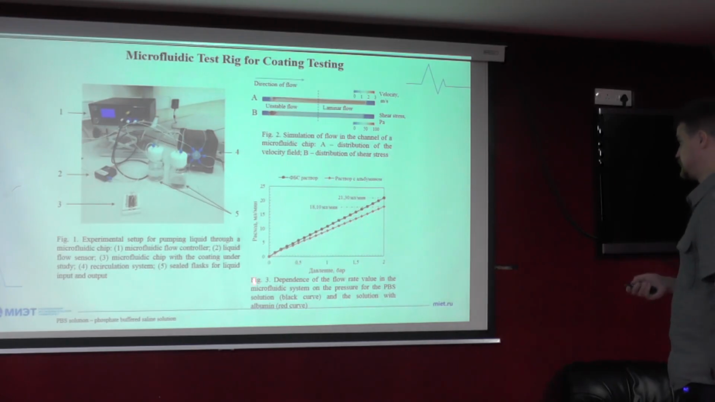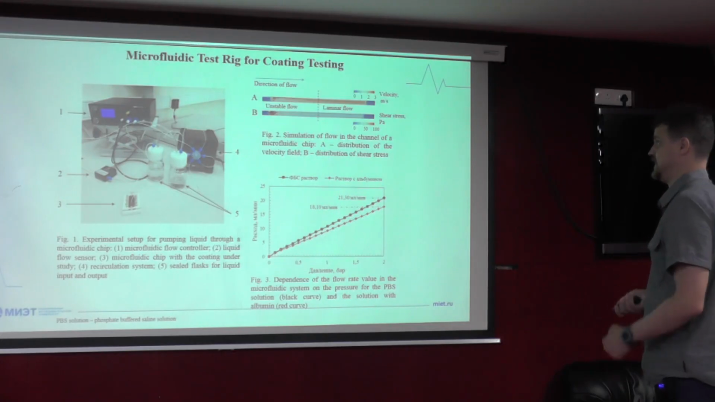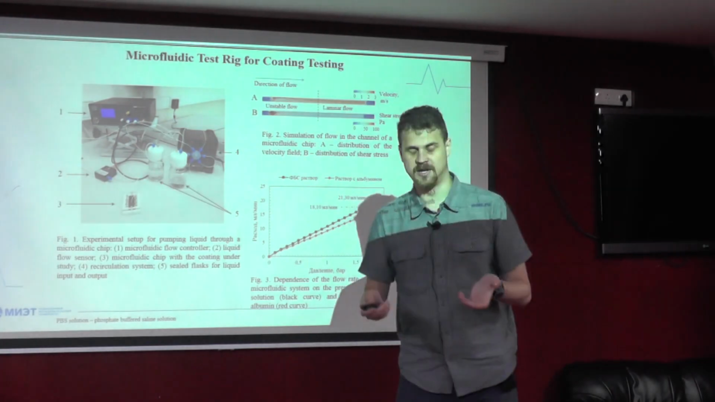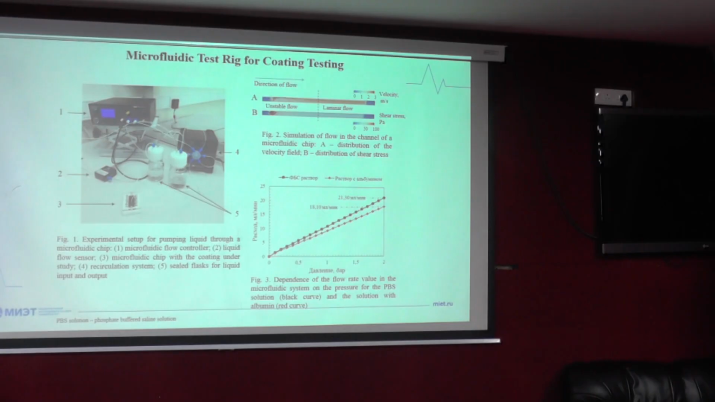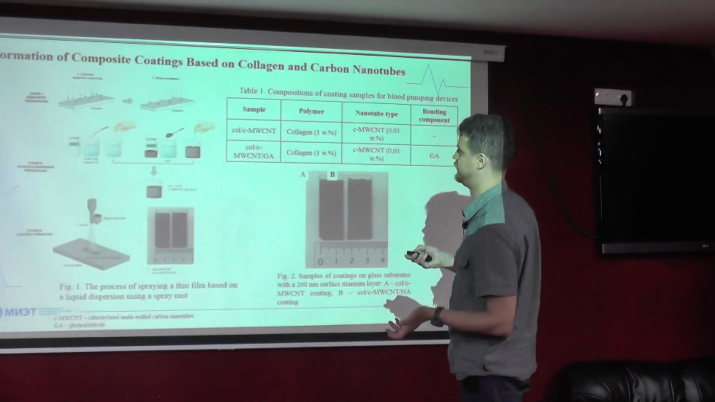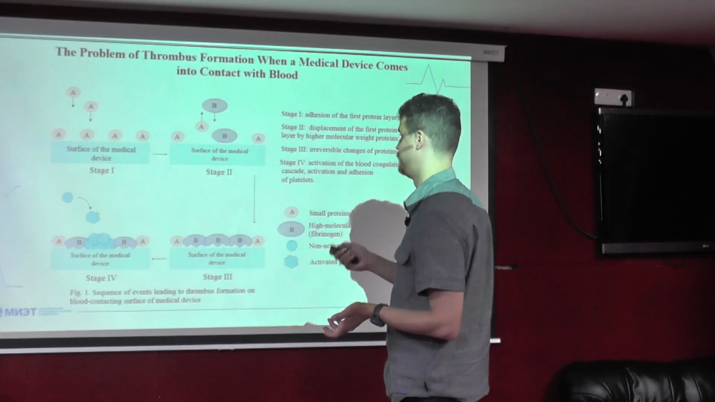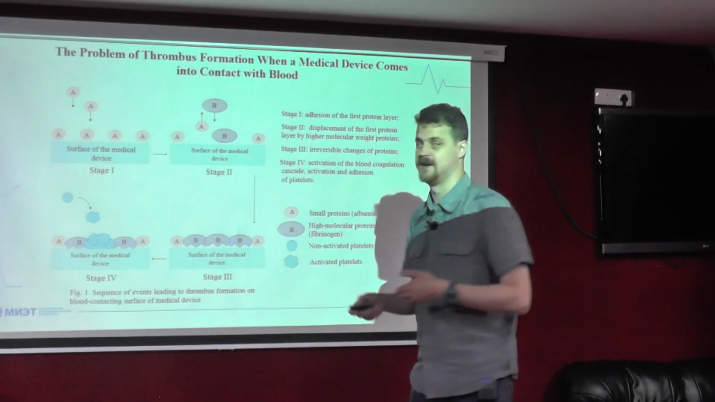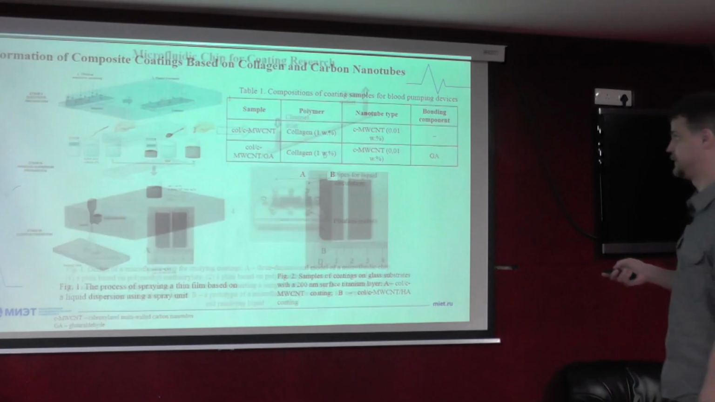And for that reason, we used a solution that imitated the blood in terms of the pH value and the albumin concentration. The albumin was chosen as a small size protein. Just to remind the main idea, the first thing that we have to prevent is the formation of the first protein layer. It's the small size proteins, usually albumin, that initiate the further stages of blood clotting.